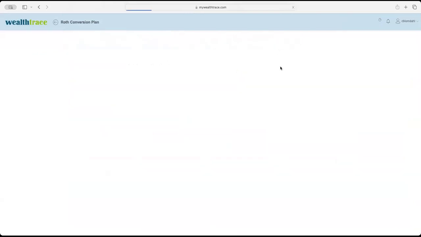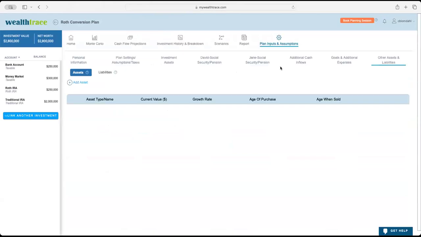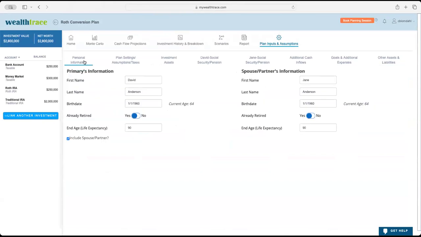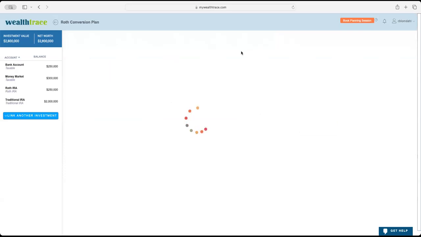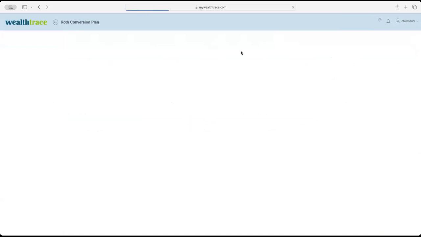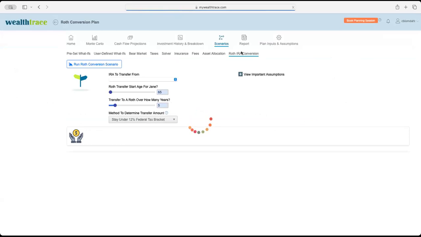We'll head back over to some of our underlying assumptions because we're going to run one more scenario. Another scenario that we can run is what happens if one person lives much longer than the other one. So if we head back over to the personal settings page, or personal information page, where I'm at right now, we're going to change Jane's life expectancy to 100. So she's going to live a long time. And then we're going to head back over to the scenarios tab and we're going to rerun the Roth IRA conversion scenario and see what happens.